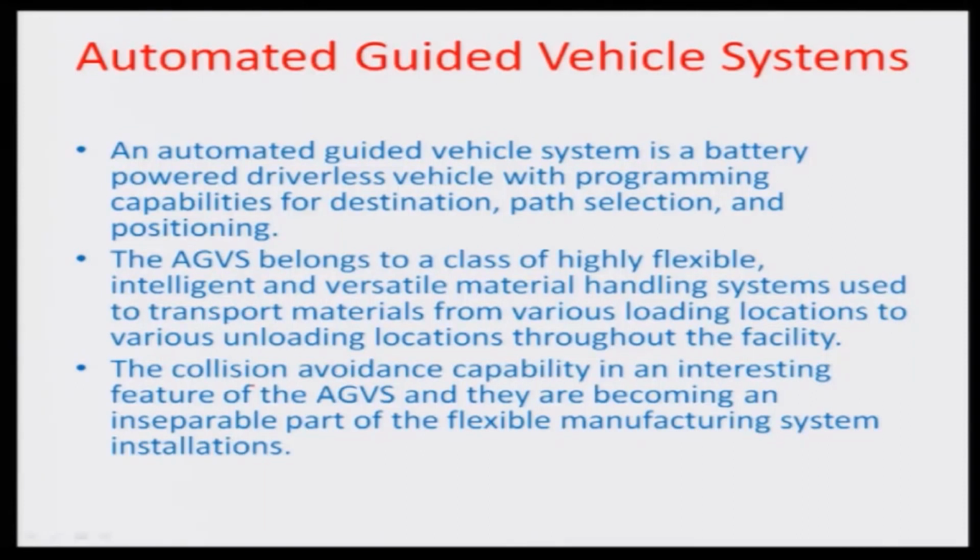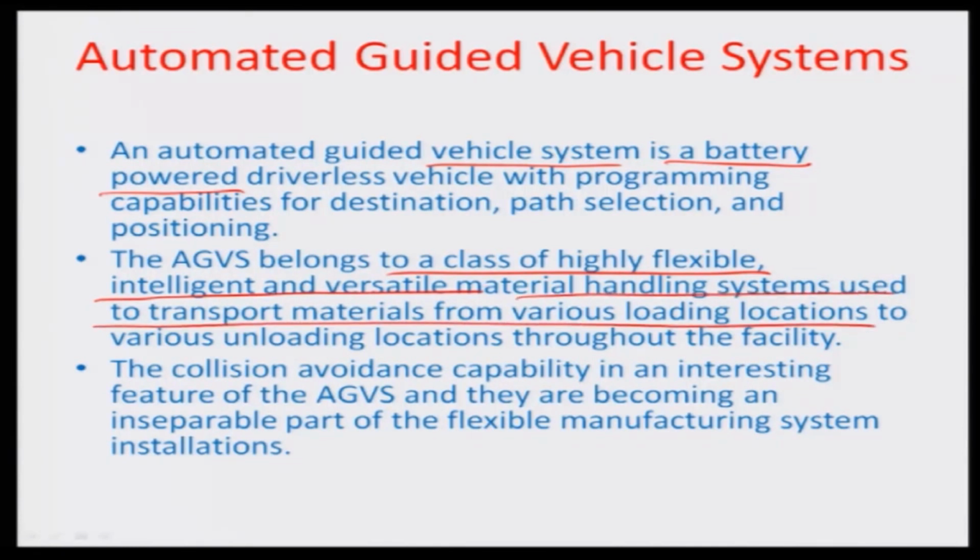So, an automated guided vehicle really is a system, a vehicle system which is operated with battery power, and it is by and large driverless. So, you have to have a path and a programming associated with such a vehicle, so that you can have the capability of auto unloading and loading between different places, particularly on large assembly lines, etc. So, it belongs really to a class of highly flexible, intelligent and versatile material handling systems used to transport materials from various loading locations to various unloading locations throughout a facility.